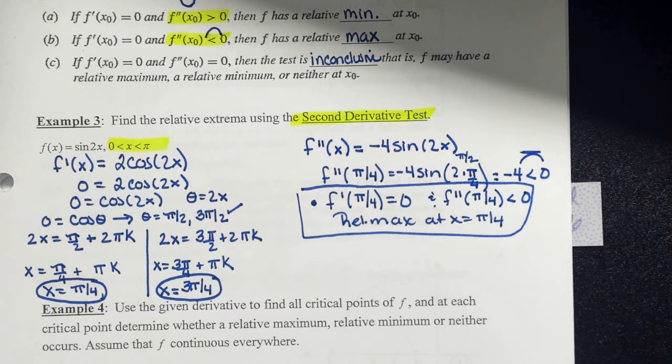All right, so any questions on knowing that we have a relative max at x equals pi over 4? Okay. You guys go ahead and tell me what's happening at 3 pi over 4.